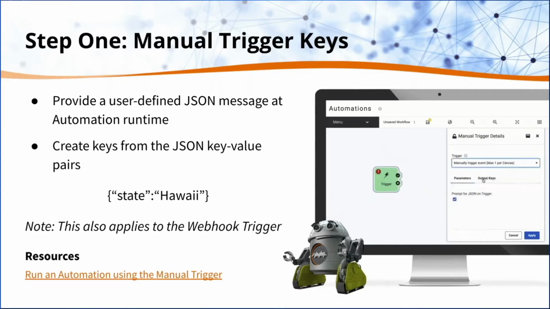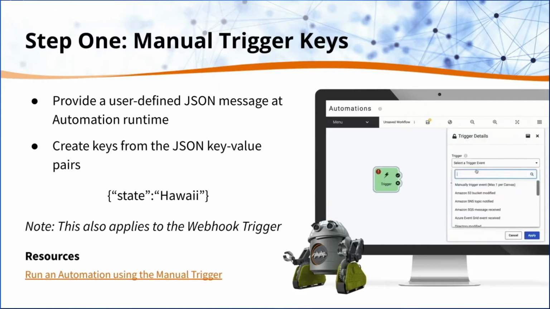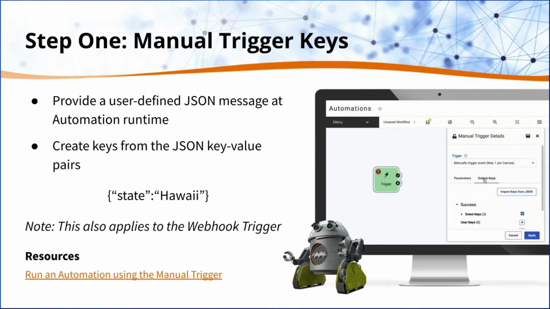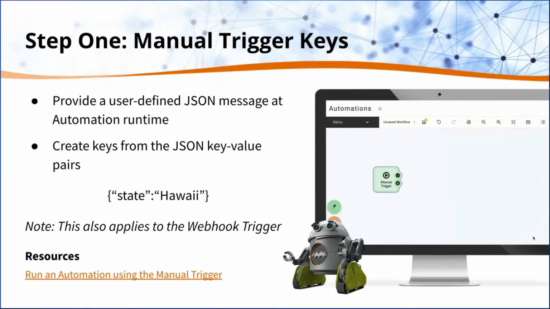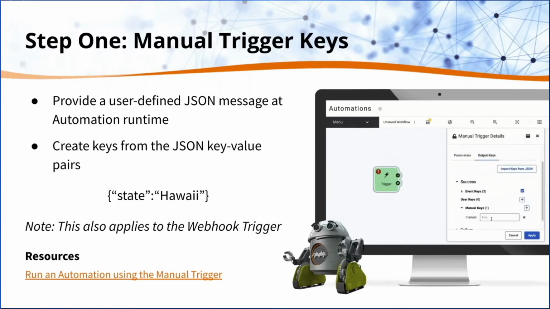So in this example, we're going to be entering the state. The JSON string on this slide is the information we'll be entering into the manual trigger. The state is what's going to become the automation writer key name, and then the value is what is going to be used in any downstream actions. For this demo, it's going to be Hawaii, but we could change it to California or any other US state, and that will be what is processed in the further workspace actions.